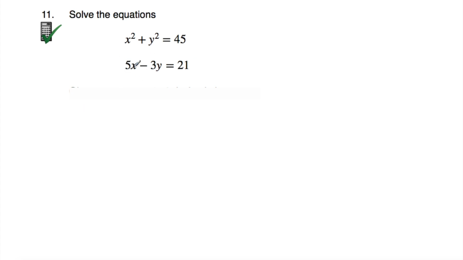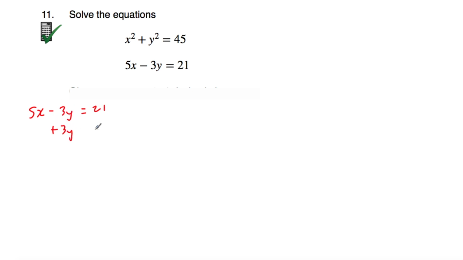You could make x the subject if you wanted to, but I'm going to make y the subject. We've got 5x minus 3y equals 21. The reason I do want to make y the subject is I can see at some point I'm going to divide by 3, and if I do 21 divided by 3, it'll give me a whole number, whereas if I divide by 5, it'll give me a decimal. So that's why I'm making y the subject.